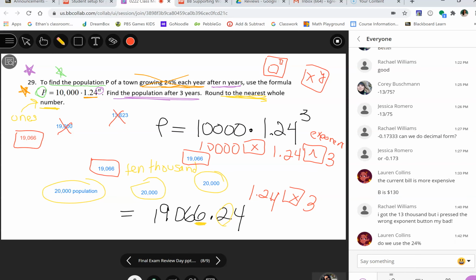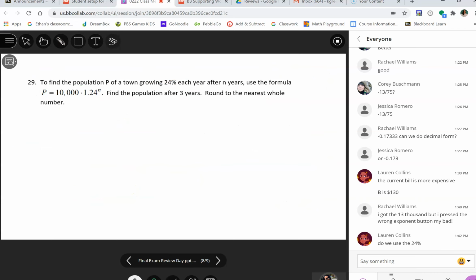You do not use the 24%, Lauren. In this class, that's just extra information that throws you off. So whenever you're given a formula, you just have to ask yourselves, what do the variables represent? What did P represent? That was population, and you have to search for that in the problem. And what did N represent? N was number of years, and you had to search for that. Everything else is extra information.